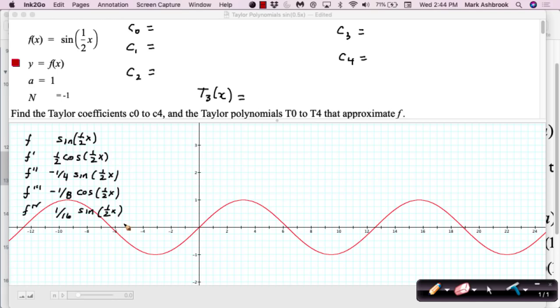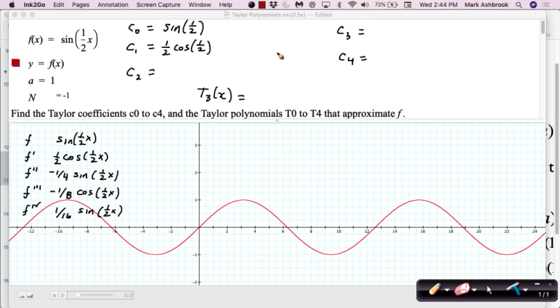Right, because each one is based on a derivative evaluated at a, divided by the n factorial. Okay, so what is C0? What is our first coefficient? It's f of a, right? f of a is sine of 1/2, because x equals 1. So first coefficient, 1/2 cosine of 1/2, and then divided by 1 factorial. That's just 1.